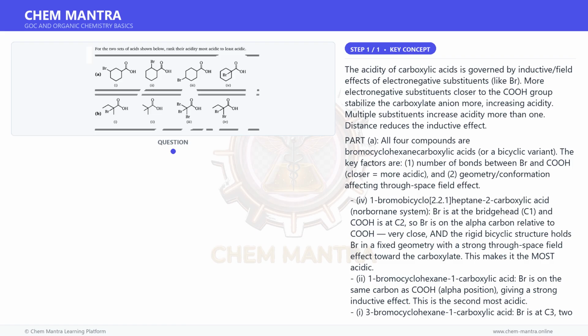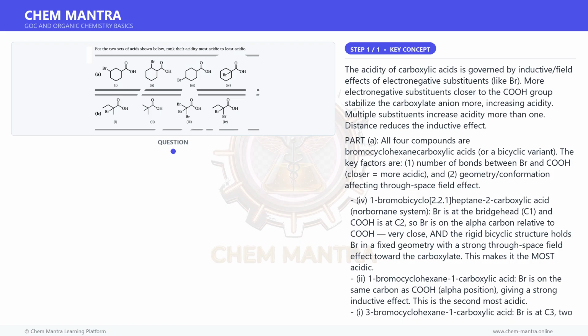Actually comparing, 3 and 4 both appear to have 3 Br total but differ in placement. 3. Has Br on alpha and Br on the next carbon, a closer arrangement for the same number. 4. Has Br on alpha and 1 Br further along the chain. Since 3 has all Br atoms in closest proximity to COOH, it is more acidic than 4. Second most acidic, 4. 1 has 1 Br on the alpha carbon plus alkyl groups, methyl and ethyl. Moderate inductive effect. Third most acidic.